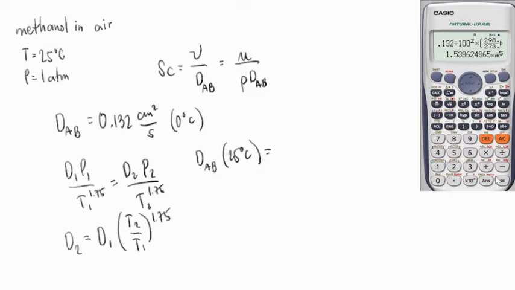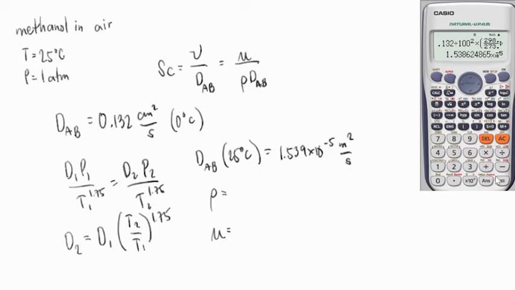Our new diffusivity is 1.539 times 10 raised to negative 5 square meters per second. Now that we have our diffusivity, we simply have to evaluate the density and viscosity. However, the question is, since we have two components, that is your methanol and air, which values of density and viscosity do we use? Do we use that for methanol or do we use that for air?